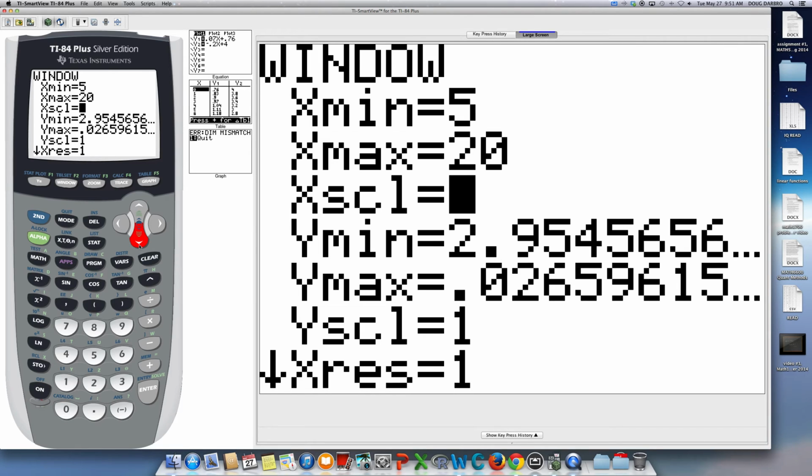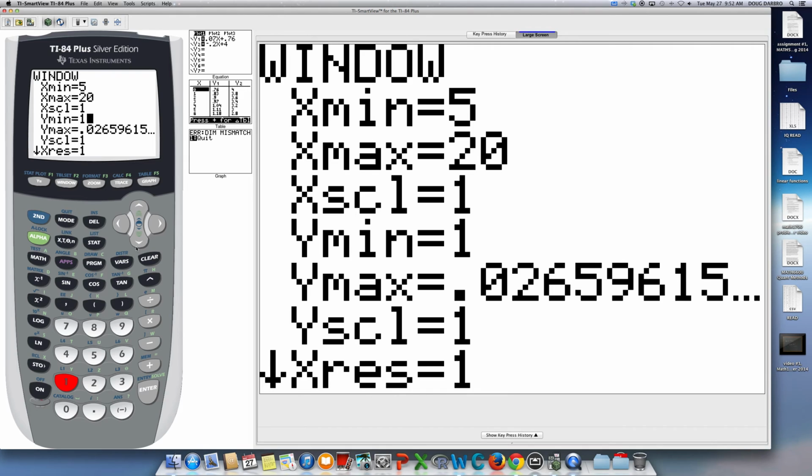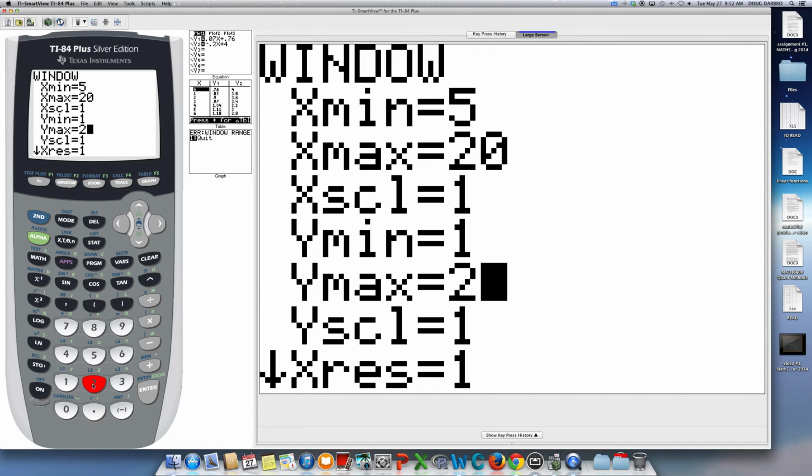Now my y's in this situation, guys, always choose 1 as X scale. My y's in this case deal with the price. And the prices are $1.46, so I'm going to go to $1, something below the lowest. And the highest I have is $1.88, so I'm just going to go to 2. So $1 to $2 takes care of my $1.46 and $1.88. Now I'm going to come up and go graph.